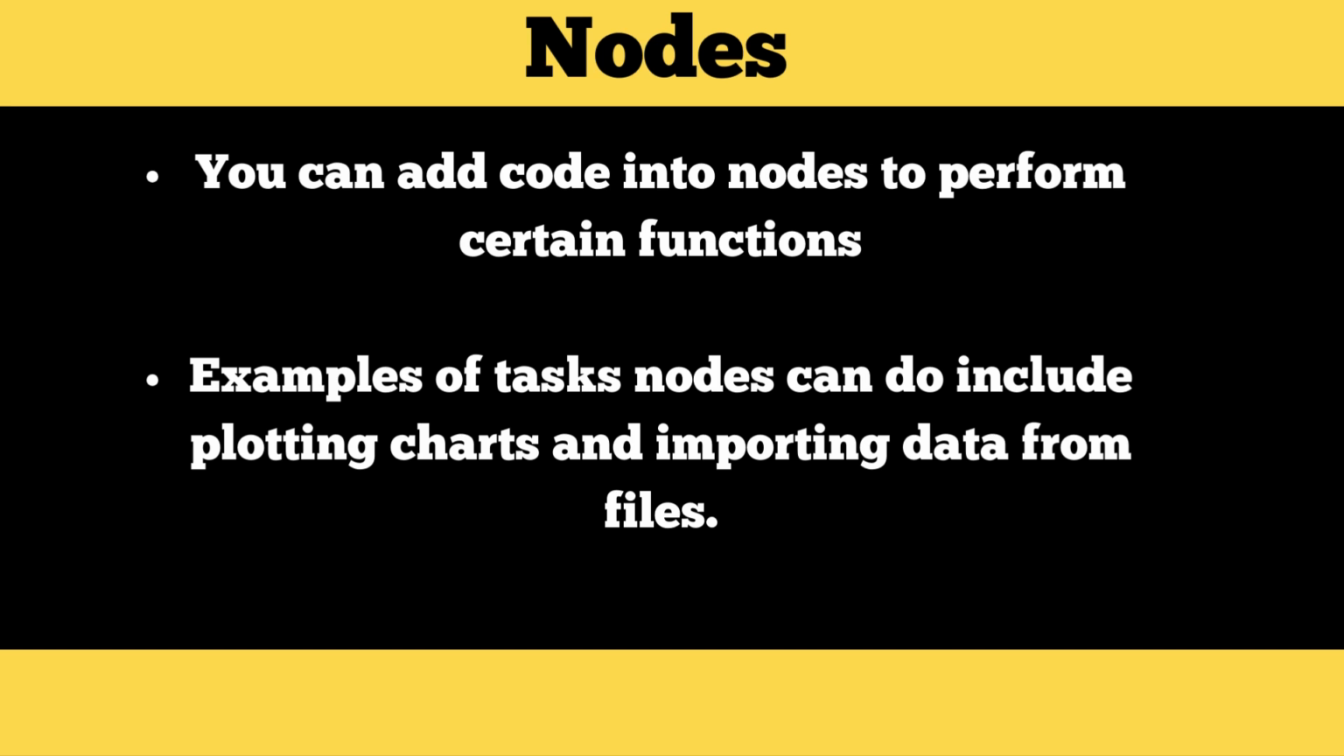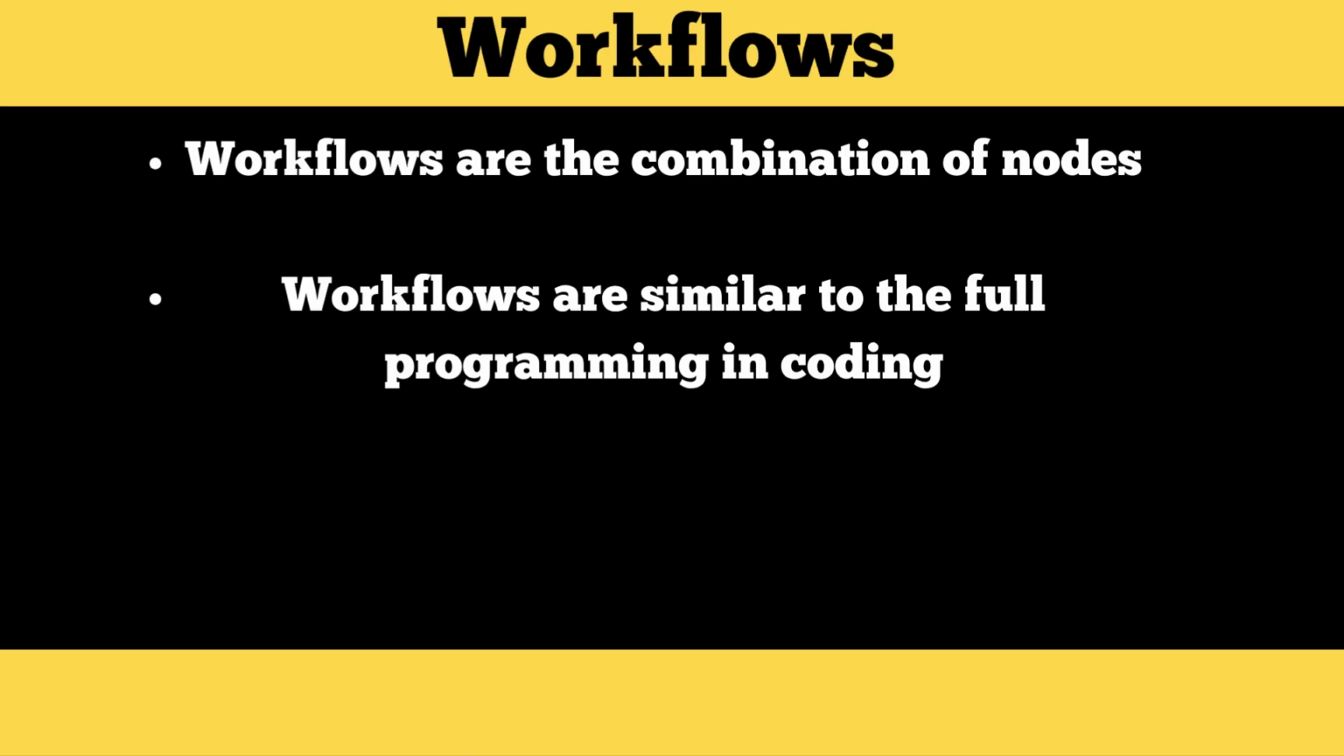Even though KNIME does not mainly use code, you can add code into certain nodes to make them perform certain tasks. Examples of functions that nodes can do include plotting charts and importing data from files. Workflows are simply a combination of nodes, something like the complete program in coding.